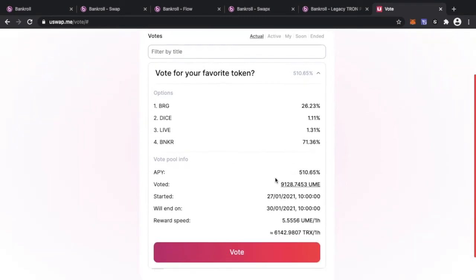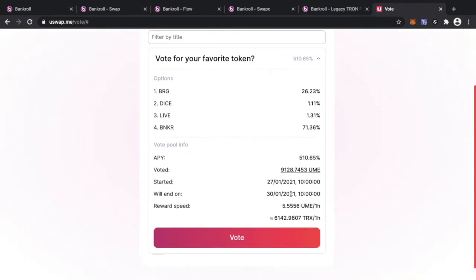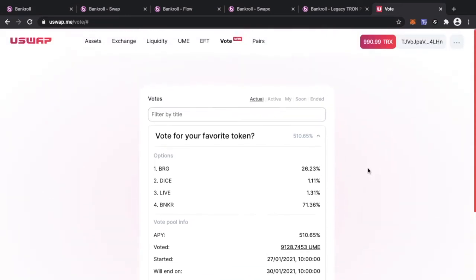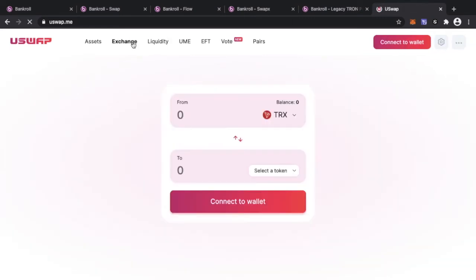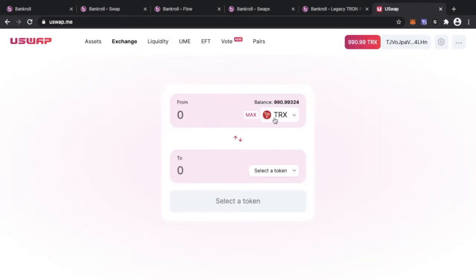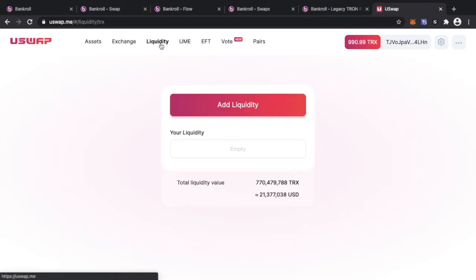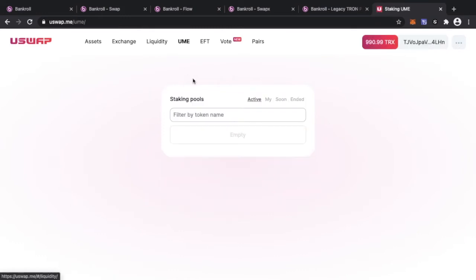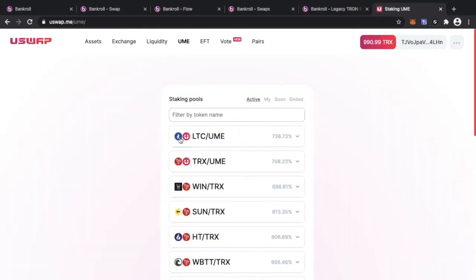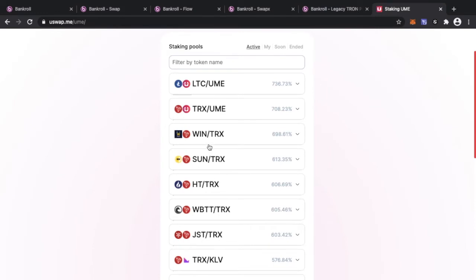Let's have a quick look at when this vote ends. So this vote will end on the 30th. So on Saturday, this vote will end. And it looks like Banker tokens will win. And then when Banker token does win, it will firstly be on the USWAP exchange. So you could basically go ahead and buy and sell Banker token. And it will also have its own liquidity pool. So you can pair it up with tokens and then do some mining for UME tokens, I'm guessing.